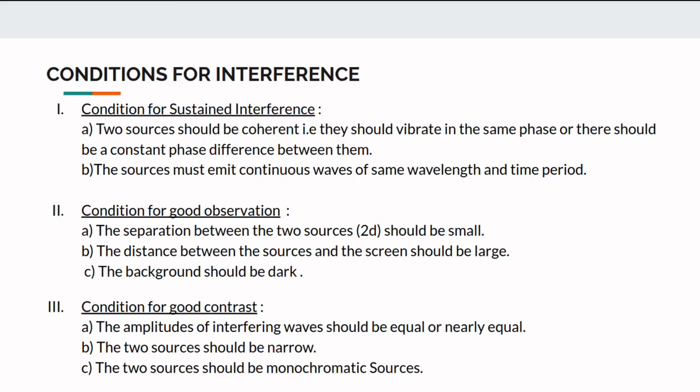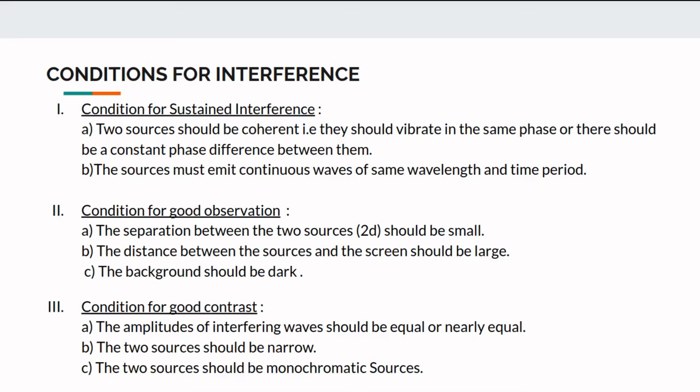Therefore, in order to get good contrast between bright and dark fringes, we must use a monochromatic source. Monochromatic means light having a single wavelength, single colored light. We must use single colored light. In our laboratories, we use sodium light as monochromatic light, but it has two wavelengths very close to each other. It is taken as monochromatic light having wavelength 5893 angstroms.